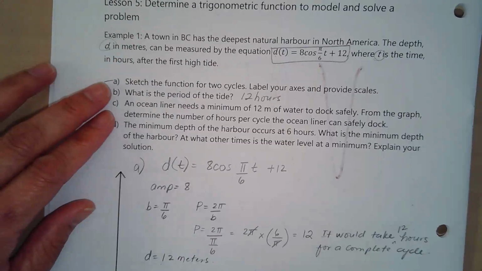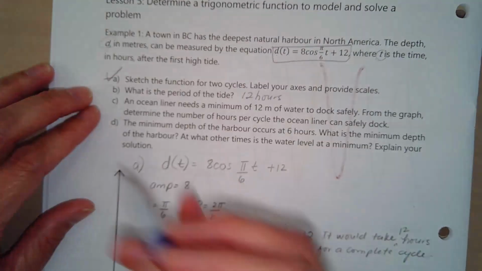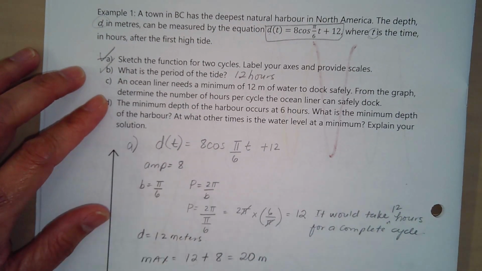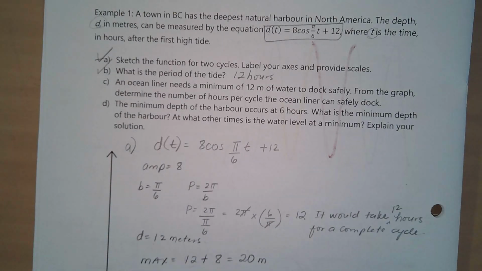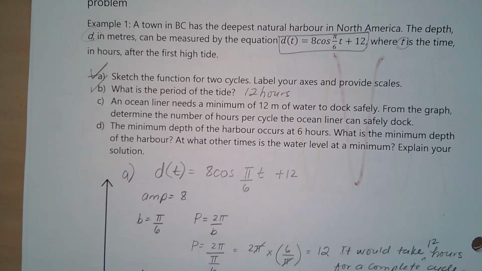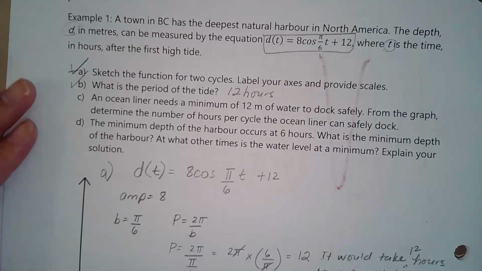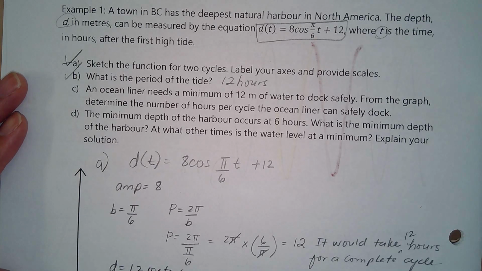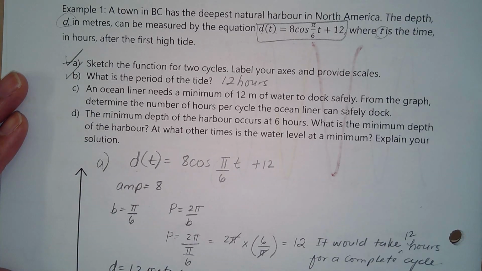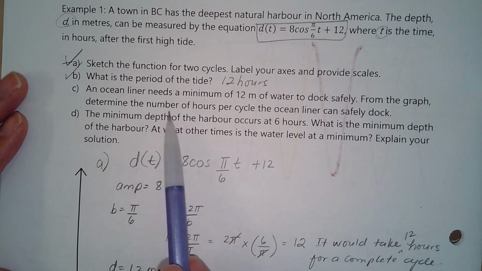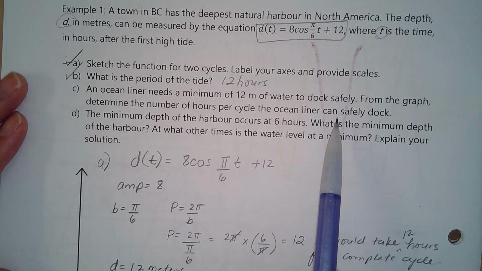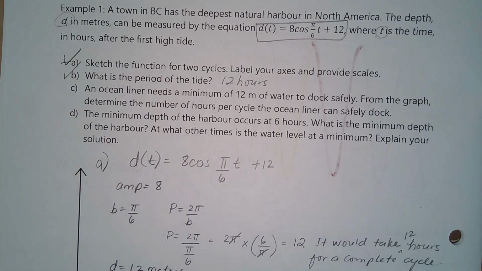Now, that's part A, okay? So part A is done. We did part B because we figured out the period. Now, letter C. It says here, an ocean liner, some kind of a boat, needs a minimum of 12 meters to dock safely. From the graph, determine the number of hours per cycle the ocean liner can safely dock.